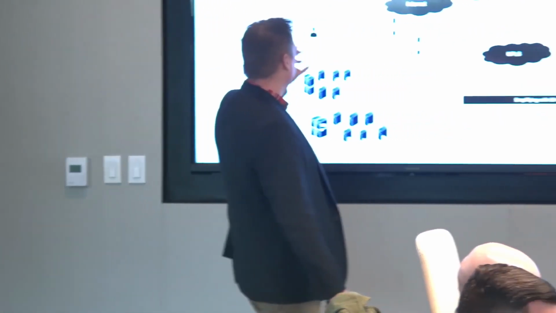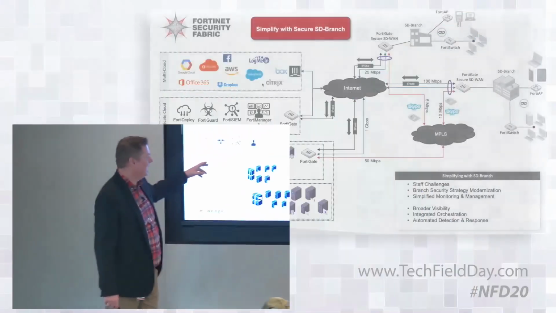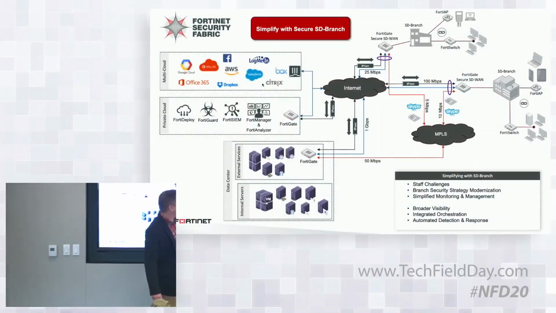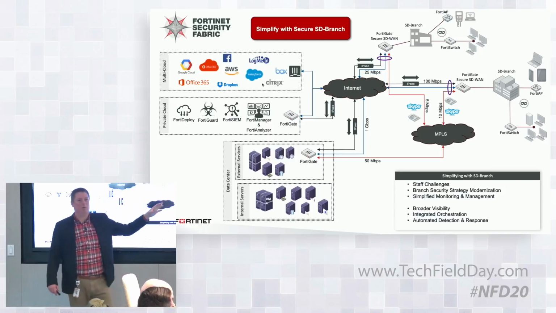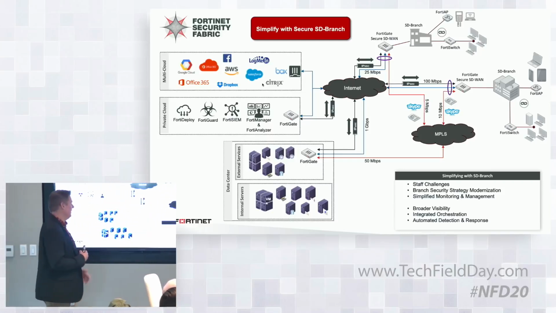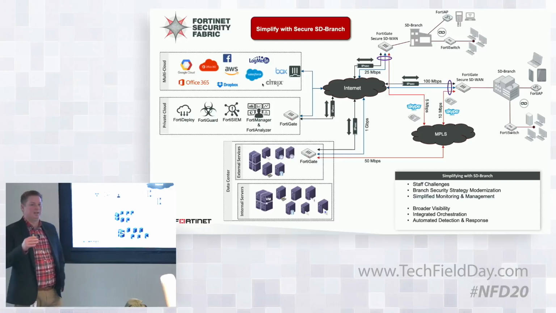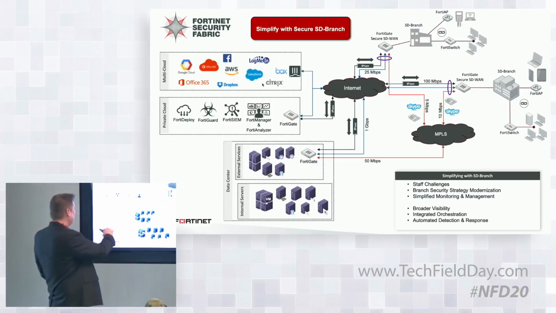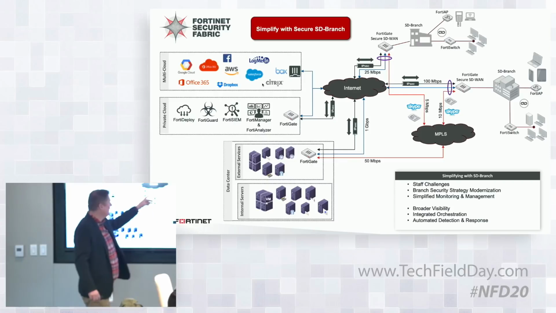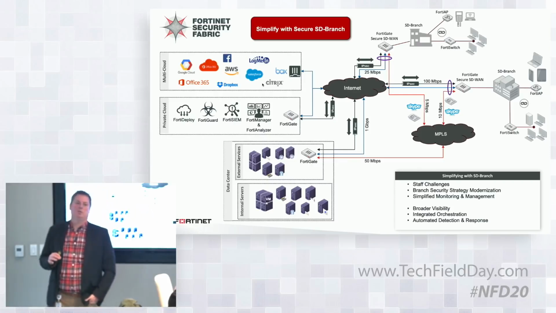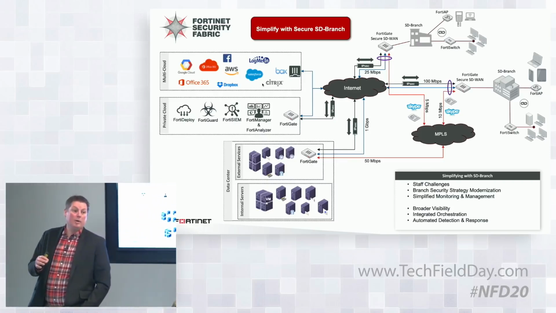So I'm just going to jump straight into the SD branch. Again, really extending all the way back to the endpoint, not going to spend a whole lot of time here. When we look at SD branch, the keys there are being able to expand visibility at your branches, all through that single management console and monitoring. But really, the benefit is helping out those short-staffed teams by being able to automate.